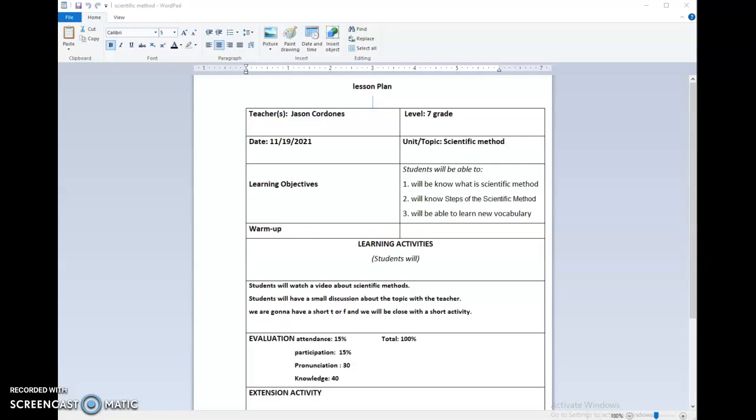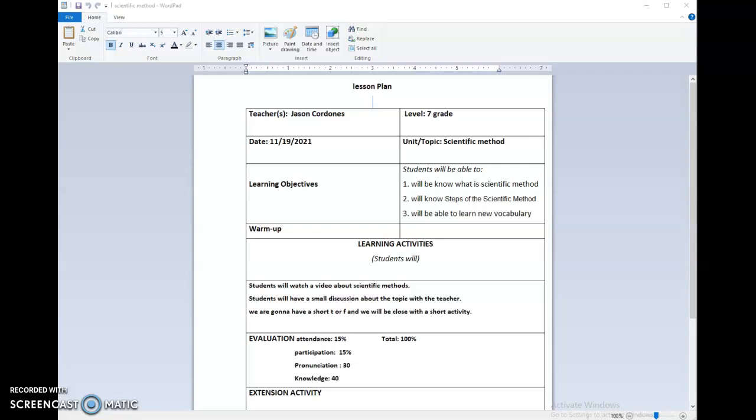So for the learning activities, as I mentioned before, the students will watch a video about the scientific method, and also have a small discussion about the topic with the teacher, and could also have a debate about the scientific method. We're going to focus on the scientific method because it is more than what you think. It's about life, some simple things that any kid or child can discuss and debate, right?